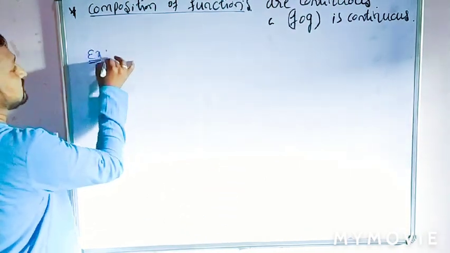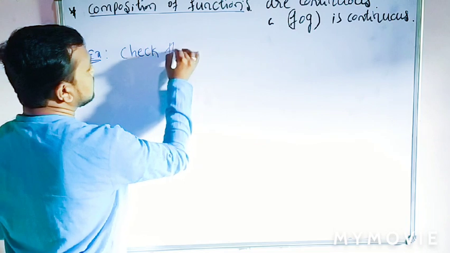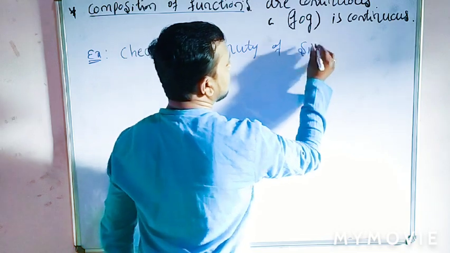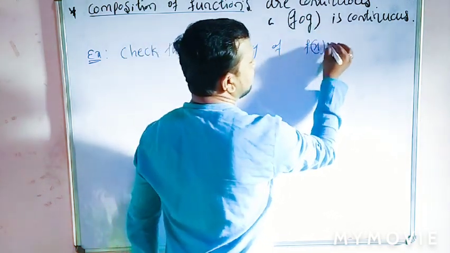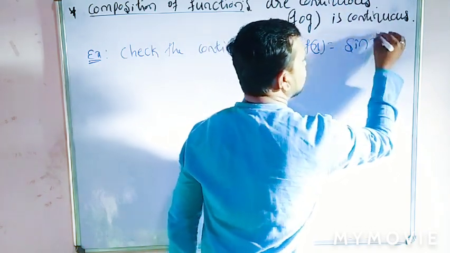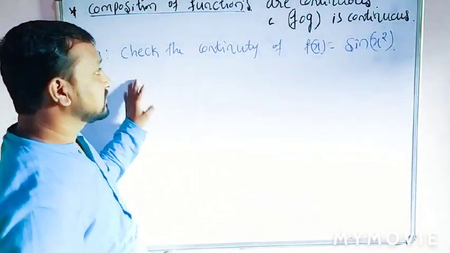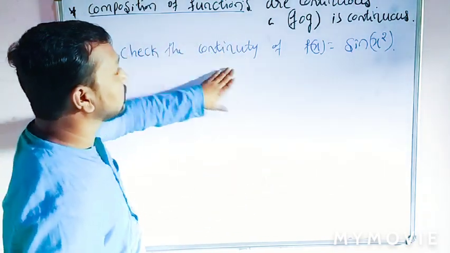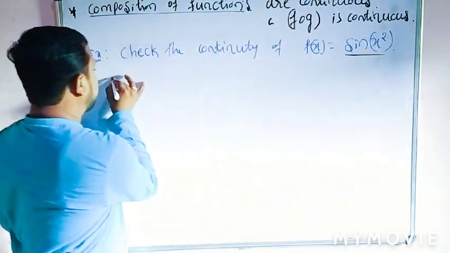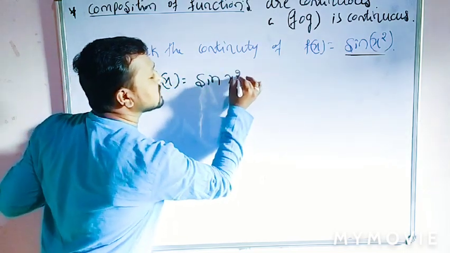Regarding this example, check the continuity of f of x is equal to sine of x square. Students, here see that, check the continuity of the function f of x equal to sine of x square. This is not a standard function. So let us consider what is your f of x. f of x should be sine of x square.